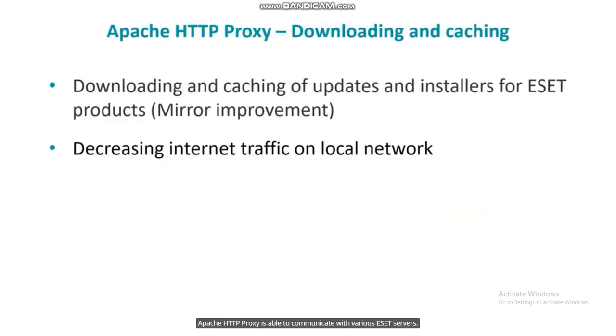Apache HTTP proxy is able to communicate with various ESET servers. Moreover, it downloads and caches updates and installers of products as an improvement compared to the mirror. Compared to the mirror tool, which downloads all available data on ESET update servers, Apache HTTP proxy downloads only data that is required by ESET products or ESMC components.